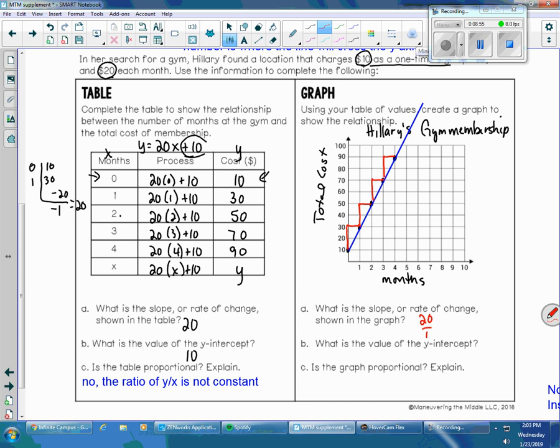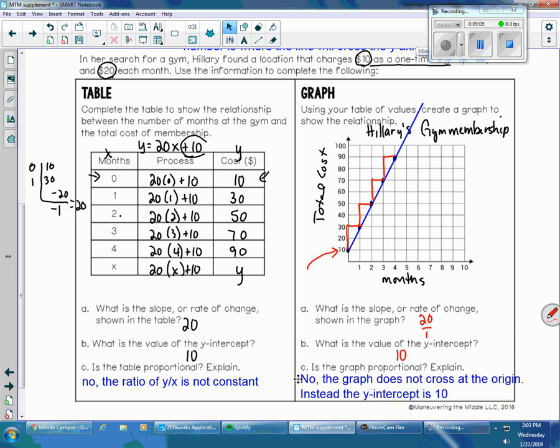Okay. What is the value of the y-intercept? And again, where is it crossing that y-axis? And that's at 10. Is the graph proportional? Hopefully in your head you're going, no, it is not proportional. Why? Because it does not cross at the origin. Instead, the y-intercept is 10. Now it's a straight line. It's linear. It's just not proportional. This is a non-proportional relationship because there was an initial value.